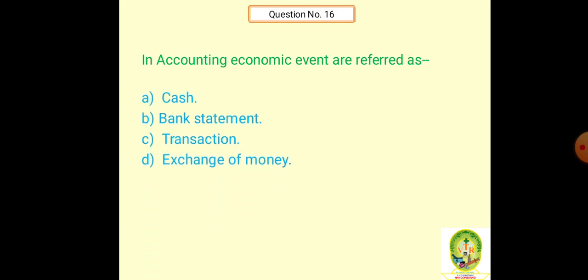Right answer is B. In accounting, economic events are referred to as? Options are A. Cash, B. Bank statement, C. Translation, D. Exchange of money. Right answer is B.